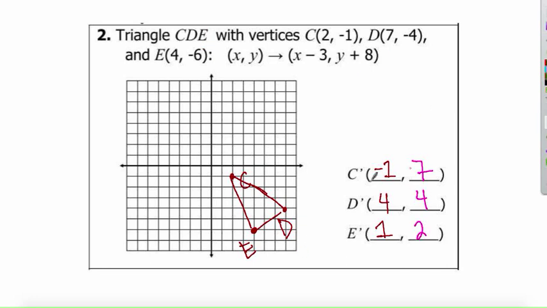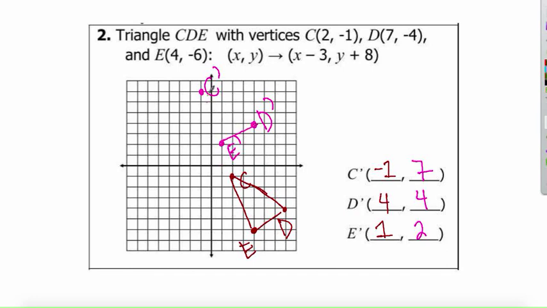So now I can just go and plot the points here for my final transformed figure. Again, you could have slid each one and done that, but now I can just plot the points. So I've got negative 1, positive 7, that is C prime. Then I've got 4, 4, this is D prime. And then E prime is happening at 1, 2.